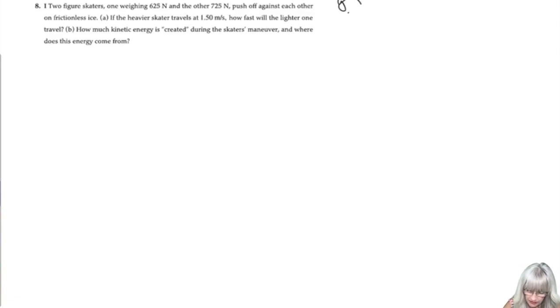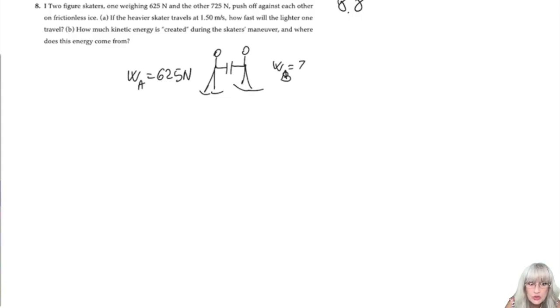In problem 8.8, you have two figure skaters. One weighs 65 Newton. Let's say this is a figure skater, and that's your hand skating. I'm going to call it A, 65 Newton. There is also another skater right here, and they are against each other in this way. I'm going to call this one, weight of B, equal 725 Newton.